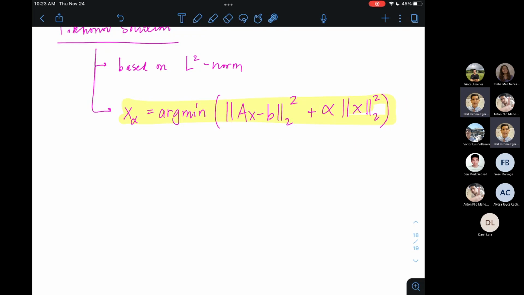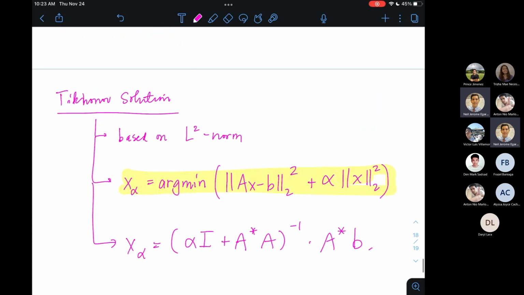Pero merong isang theorem na sinabi na si X alpha would be equal to alpha times identity matrix of the right size plus A conjugate times A, inverse, times A conjugate times the right-hand side B.